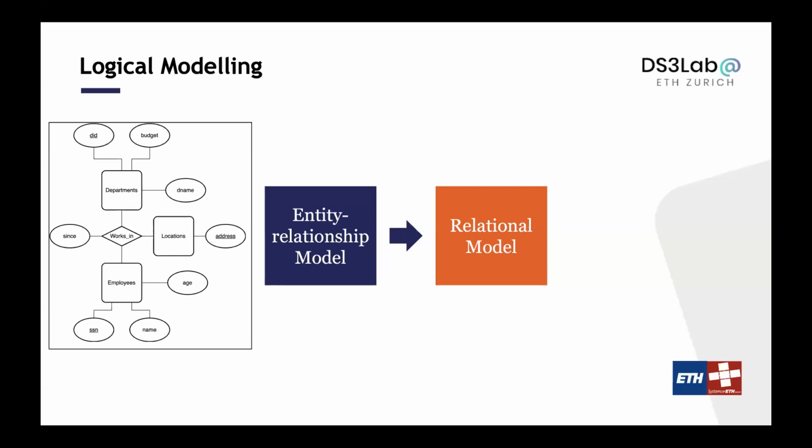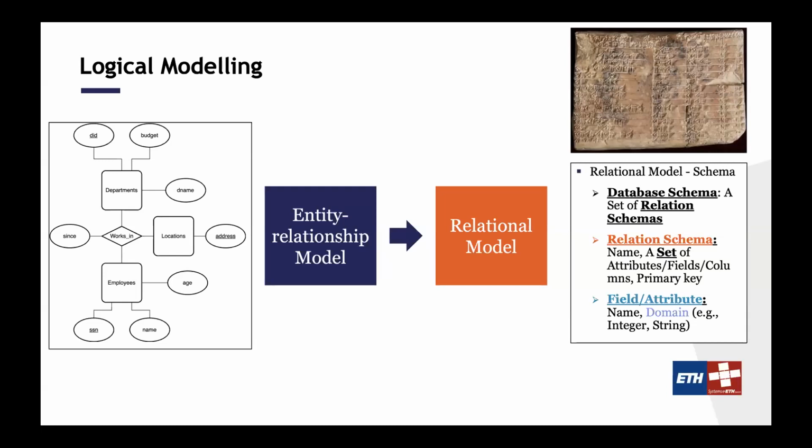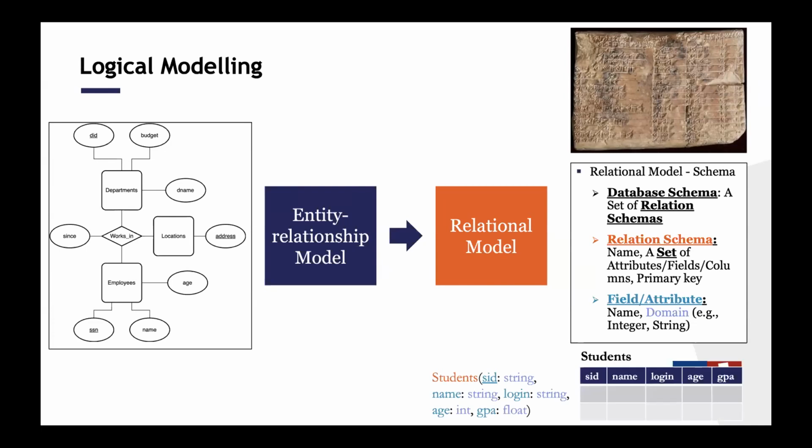And when we are talking about the relational model, essentially our mental model of data is pretty much a whole bunch of tables. So we talked about what a schema is. A database schema contains a set of relations, and each relation schema is a set of attributes, or fields or columns, depending on how you want to call it. Each relation has a name, and also a primary key, and each field has a name and domain. So if you give me a schema that looks like this, it defines a relation that looks like this.